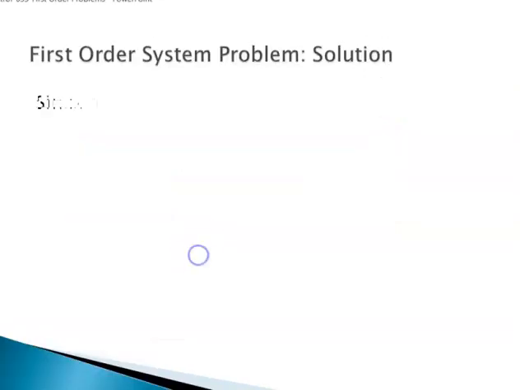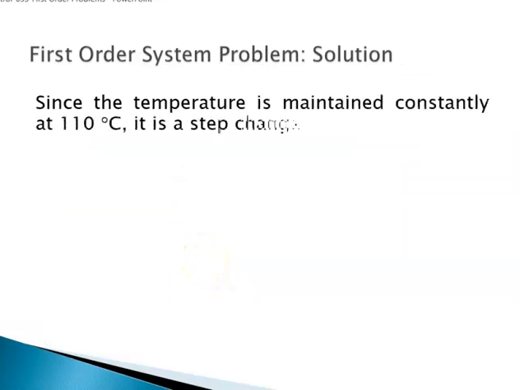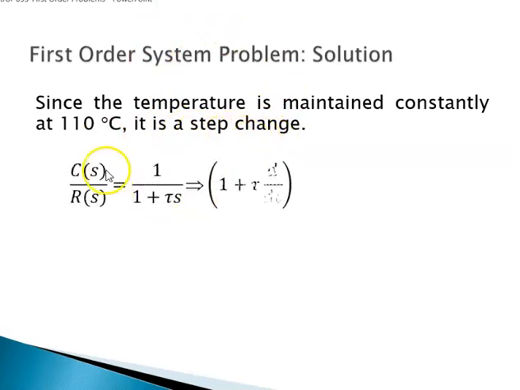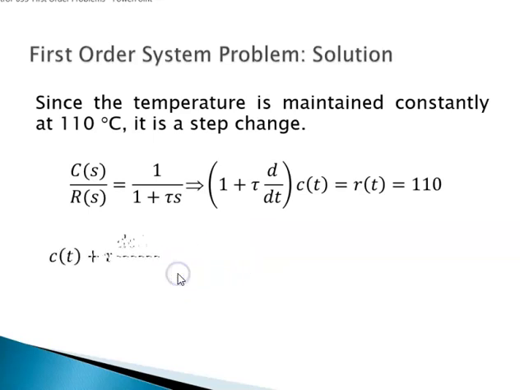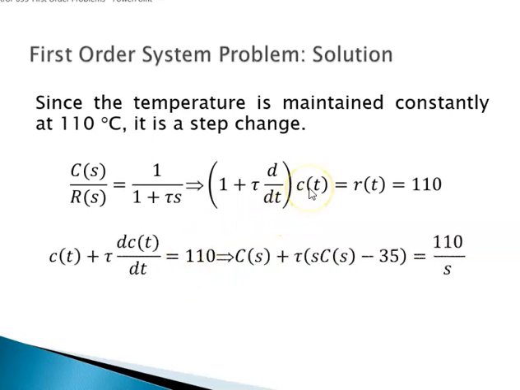We will try to solve the problem by noting that since the temperature is maintained constantly at 110 degrees centigrade after the thermometer is put into a new liquid medium, we say that this input is a step change. Noting that, we'll note the first order transfer function, and in time domain it appears like this: C(t) plus tau times dC(t)/dt is equal to 110.